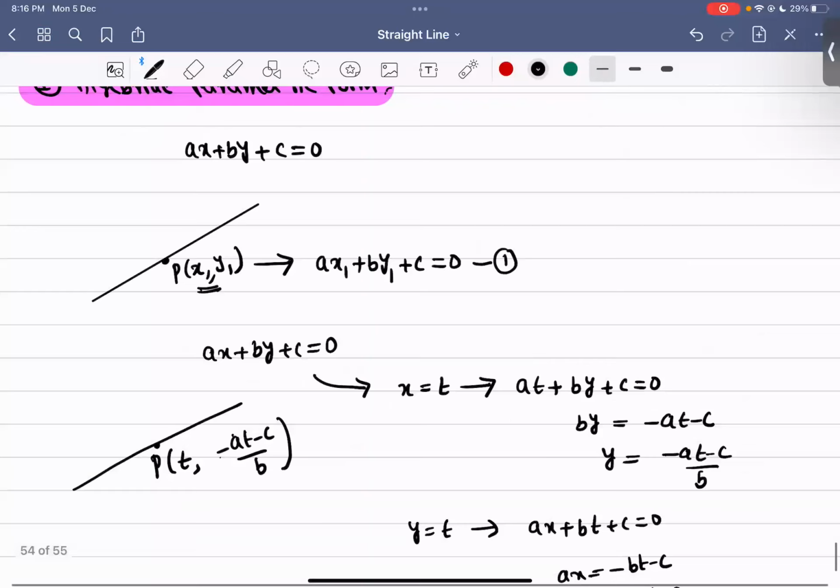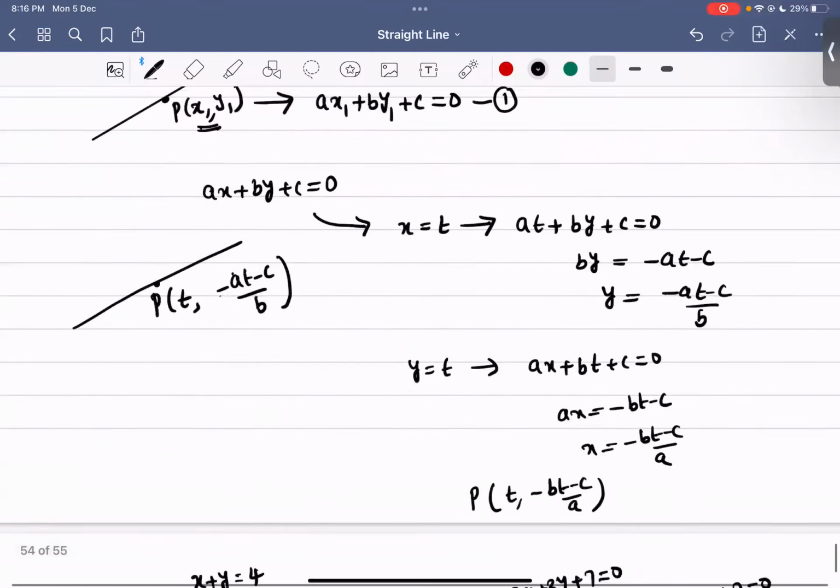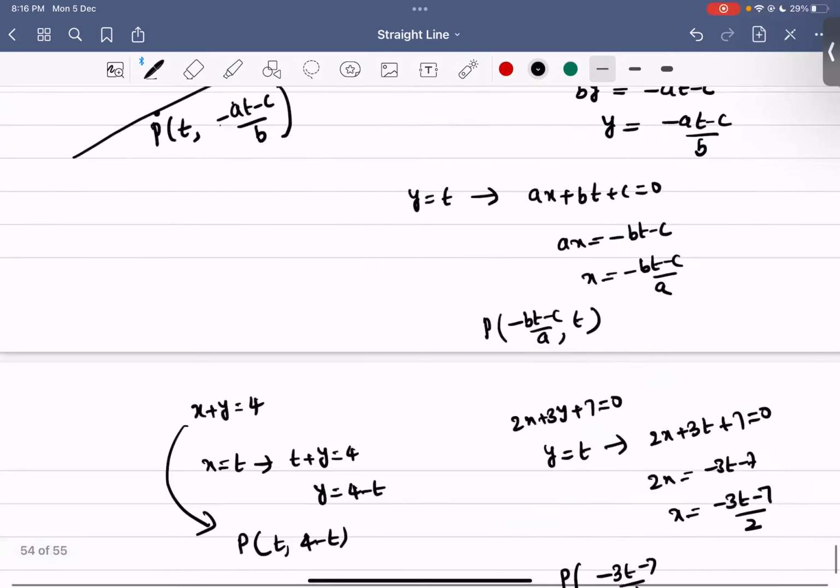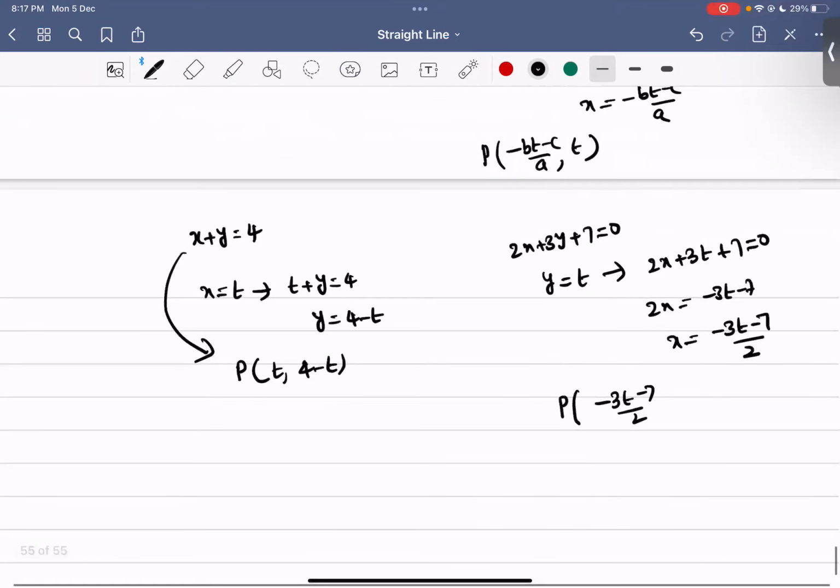Oh, here we have written in reverse order actually. Here, the point is what? The x coordinate is minus bt minus c by a comma t. So here, minus 3t minus 7 by 2 comma y is what? t. This is the point. So this is the way to consider the point in a single parameter.